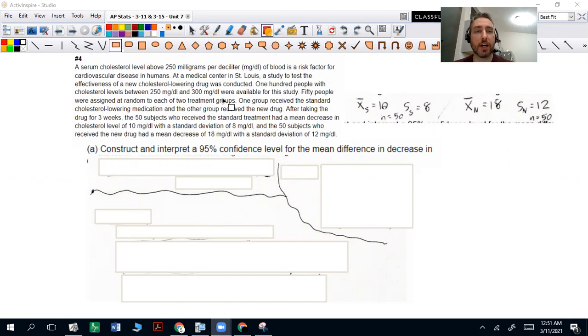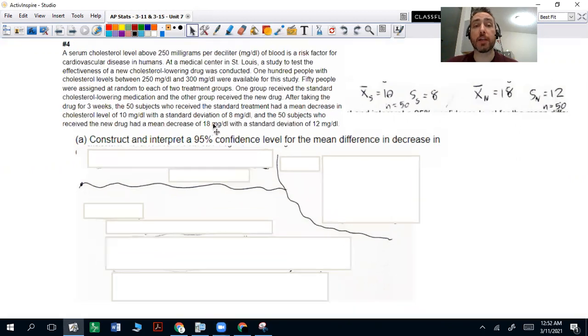So 50 people were assigned at random to each of the two treatment groups. One group received the standard cholesterol-lowering medication, and the other group received the new drug. After taking the drug for 3 weeks, the 50 subjects who received the standard treatment had a mean decrease in cholesterol level of 10 milligrams per deciliter with a standard deviation of 8 milligrams per deciliter. And the 50 subjects who received the new drug had a mean decrease of 18 with a standard deviation of 12. So we want to construct and interpret a 95% confidence, that should say interval.